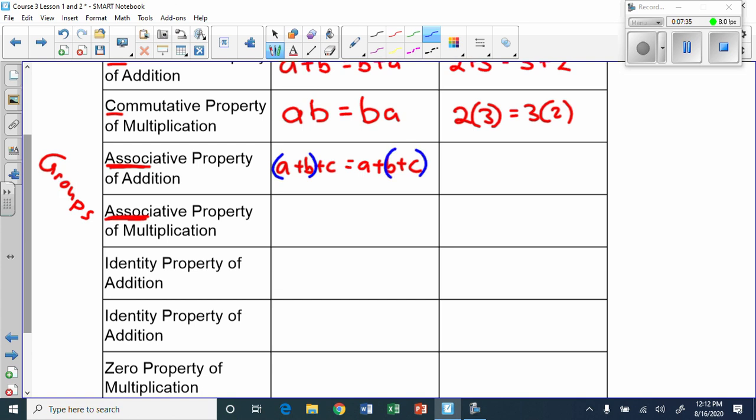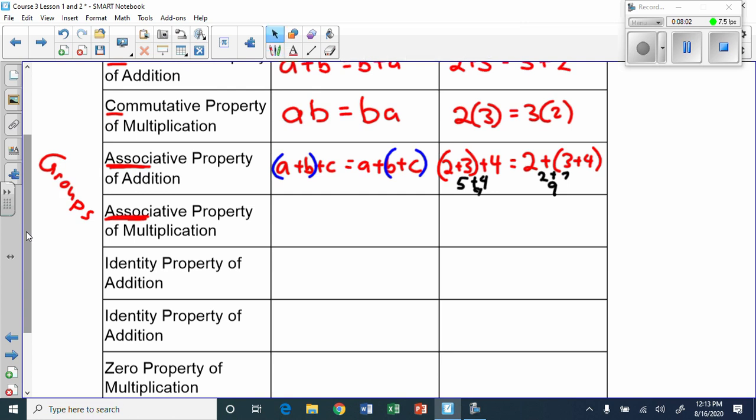So in the first one, A and B are hanging out. In the second one, B and C are hanging out. If we apply that to numbers, (2 + 3) + 4 = 2 + (3 + 4). If we simplify that, we get 5 + 4, which is 9. And here I would get 2 + 7, which is 9. It works out.